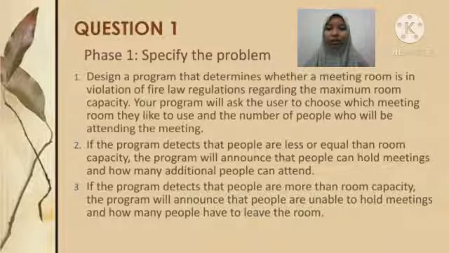And next, if the program detects that people are less than or equal to room capacity, the program will announce that people can hold the meeting and how many additional people can attend. And lastly, if the program detects that people are more than room capacity, the program will announce that people are unable to hold the meeting and how many people have to leave the room.